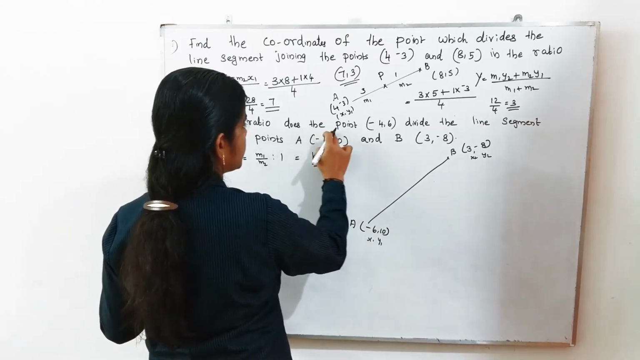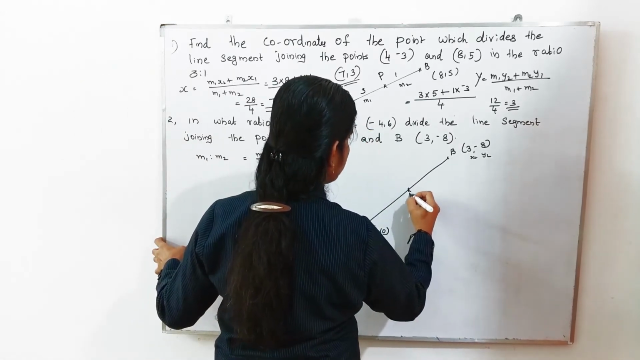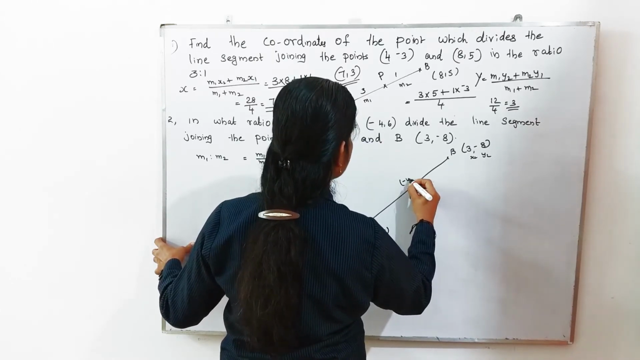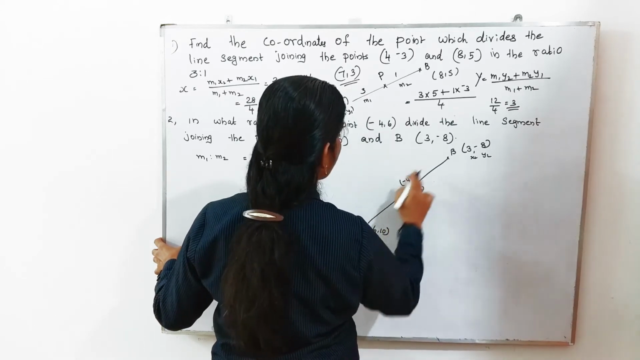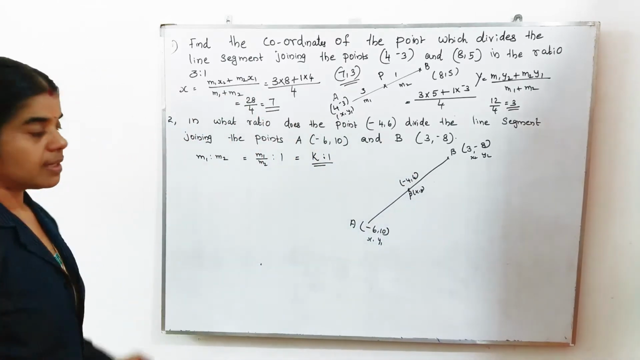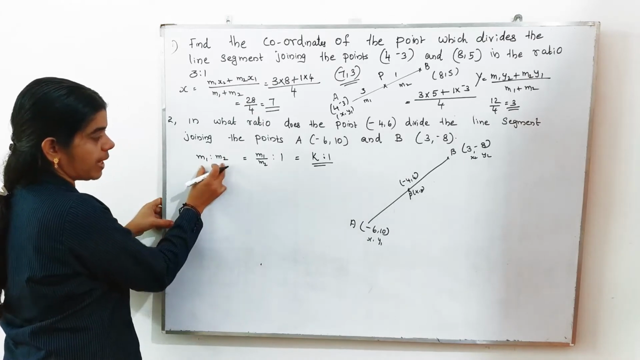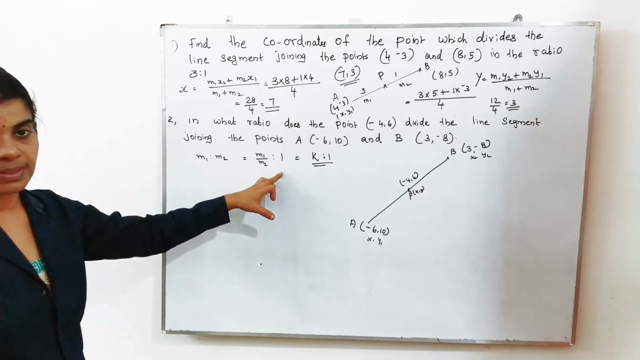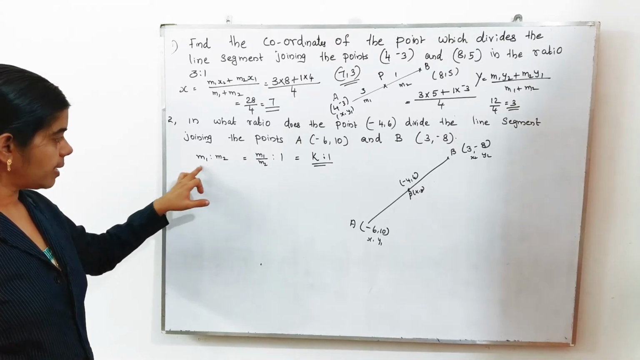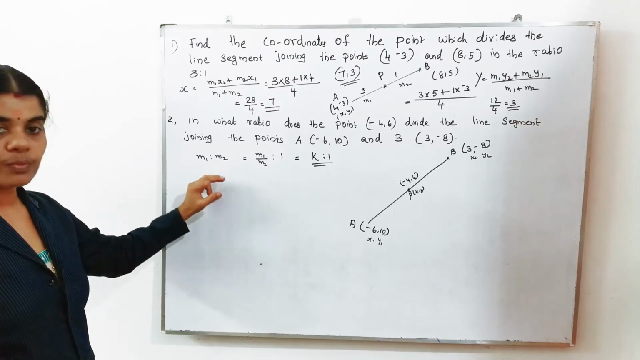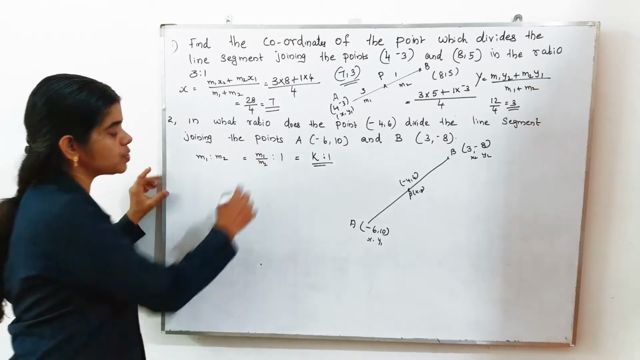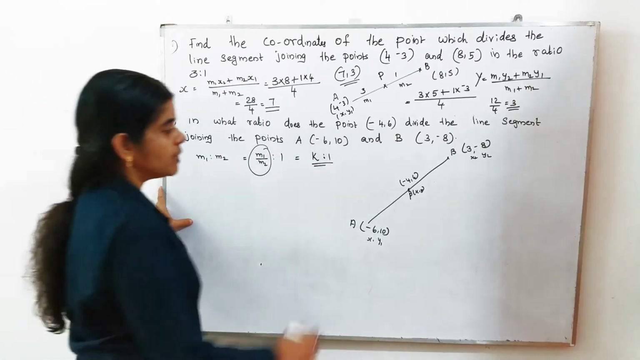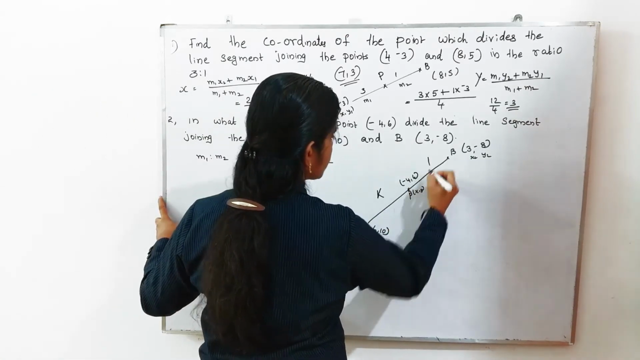P is the point that divides the segment. This is the point P, that is, x, y which is given as (-4, 6). You want to find this ratio. Then we take m1 is to m2 as m1 by m2 is to 1, because dividing by m2, m2 by m2 we get 1. So m1 by m2 we are taking as k. So the ratio is k is to 1.